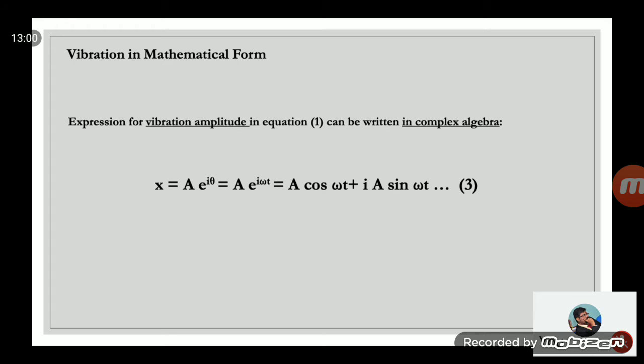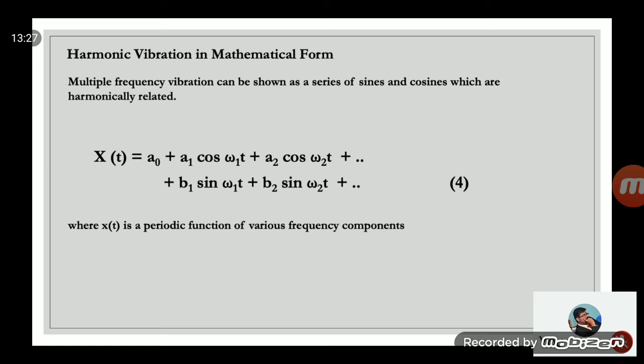Now moving on to the mathematical form, it can also be written in complex algebra, like A cos omega t plus i A sine omega t. That's in two planes, the orthogonal planes. So you can write it in the form of complex algebra. Okay. Now these are all the standard things. Okay. And sometimes the vibration doesn't occur at a single frequency. So mostly it involves multiple frequencies. Okay. So that's why it's called harmonic.